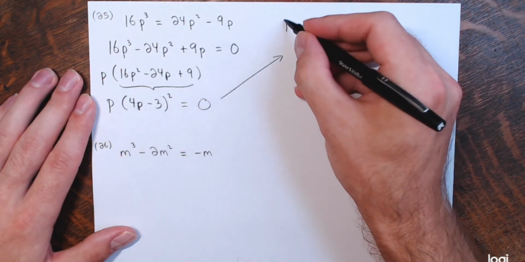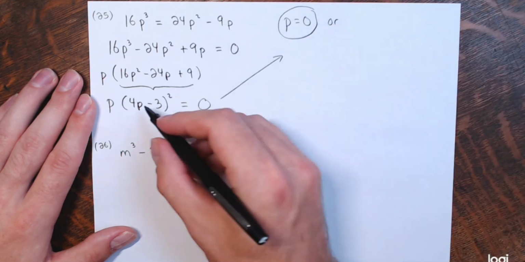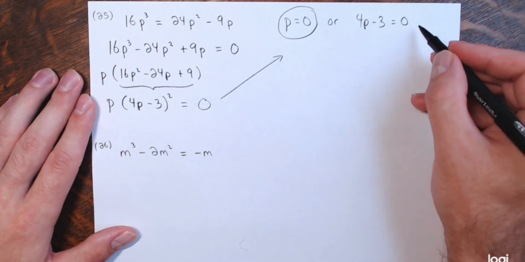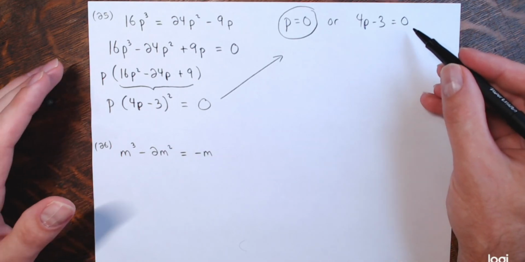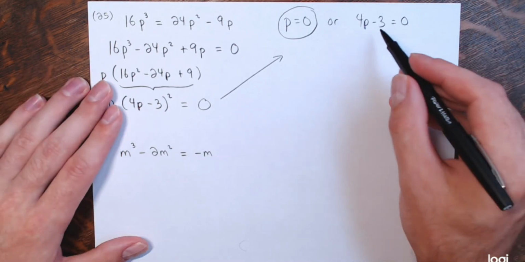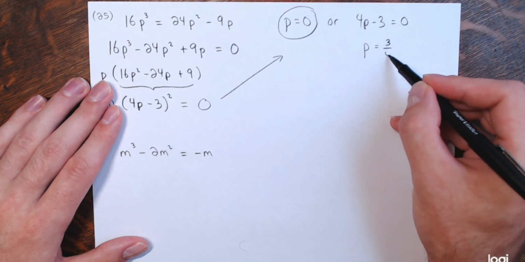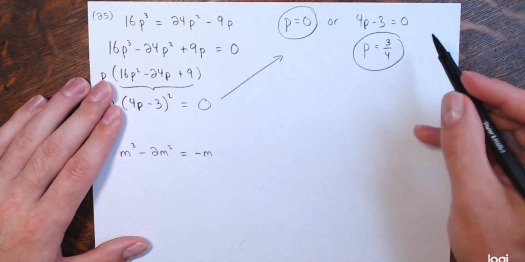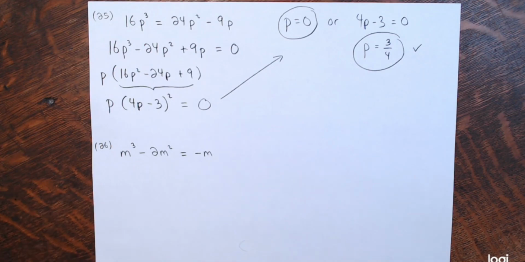So either p equals 0, so there's one solution, or 4p minus 3 equals 0. Or 4p minus 3 equals 0 again, but there's no need to write repeated equations. And if I solve this, p would be equal to positive 3/4. So you get 2 solutions out of this: p equals 0, p equals 3/4. Check them, and again, don't forget to check them back in the original equation. They should make the original statement true.